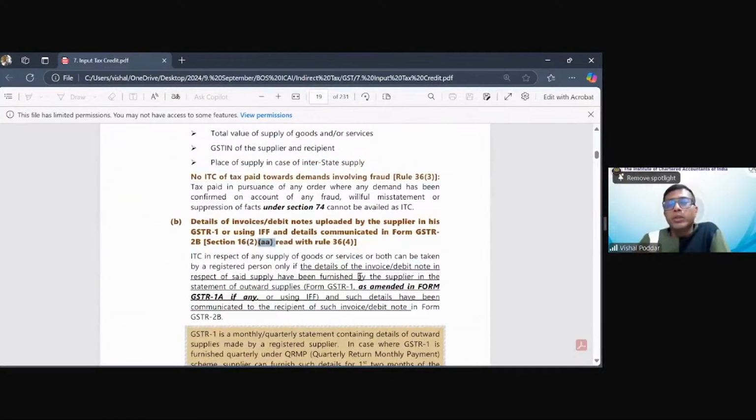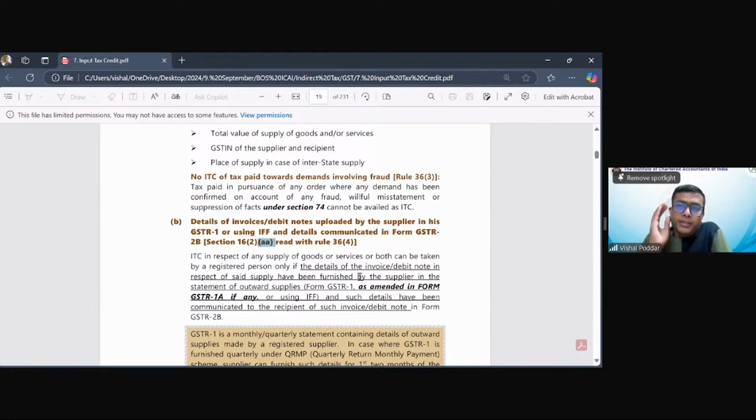Now, this clause, as you can see, double A, this shows that it was not there originally. It was later on introduced in the law. Why was it introduced? For the simple reason that whatever other condition we are checking, what is the proof that actually this particular credit has come to you?